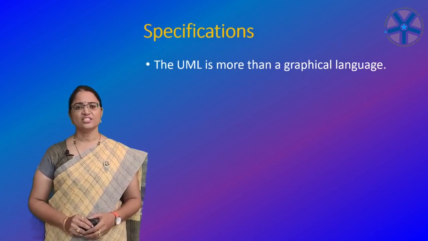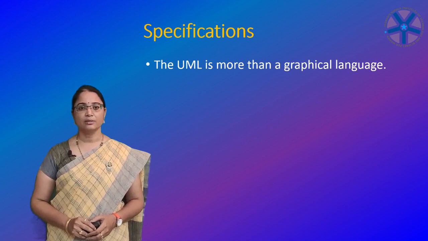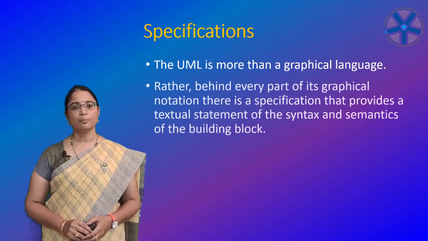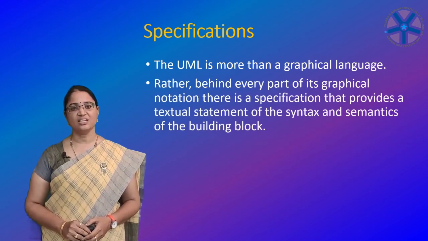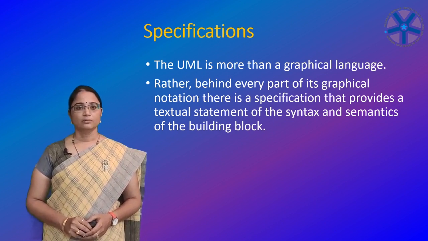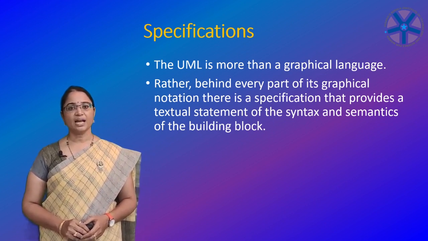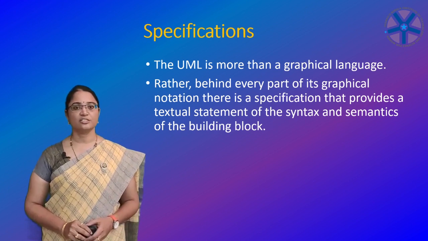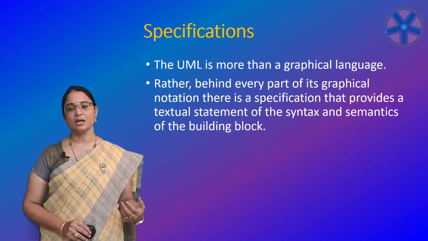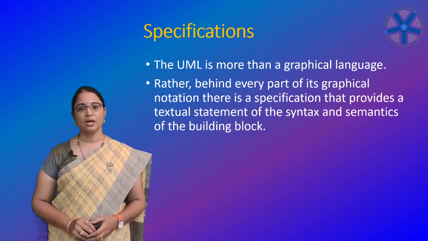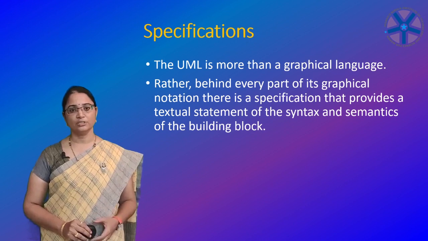The UML is more than just a graphical language. Rather, behind every part of the graphical notation, there is a specification that provides a textual statement of the syntax and semantics of that building block. For example, behind a class icon is a specification that provides a full set of attributes and operations, including their signatures. What the signatures mean, we'll see in the classes topic. As of now, just remember them as the operations and behaviors that the class embodies.